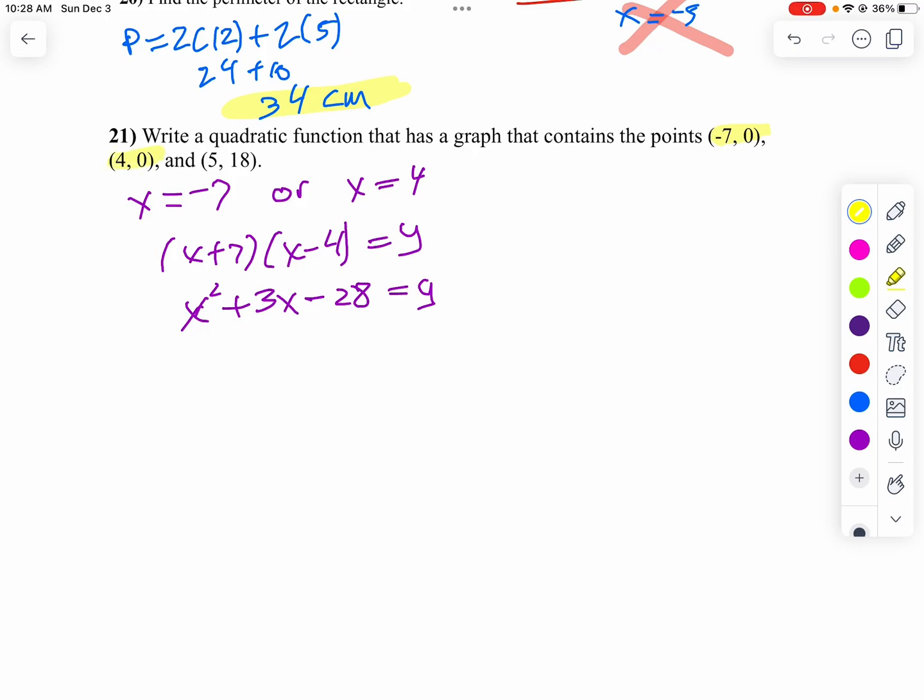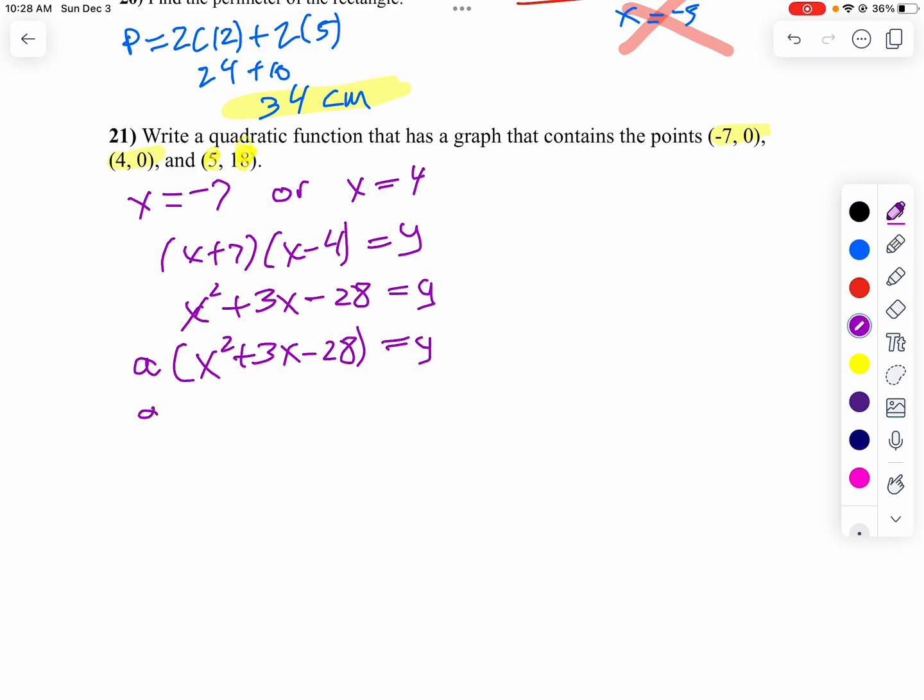Well, that means there must be something we multiply by to get this answer. So, really, my correct answer is some number a times x squared plus 3x minus 28 equals y. Well, now let's replace x and y to solve for a. So what do I mean by that? I mean we're going to replace x with 5 and y with 18.